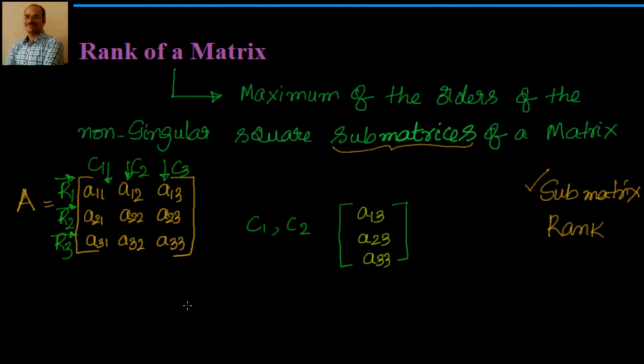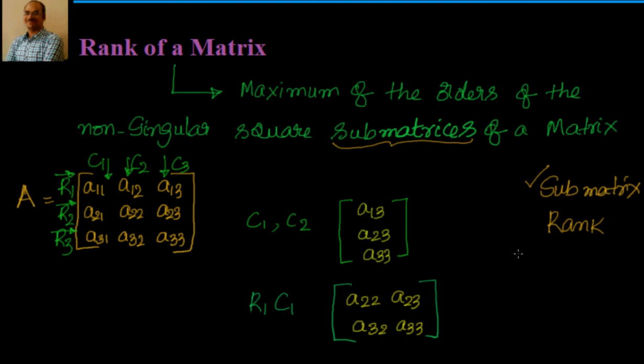Let's look at another example. Suppose I have removed R1 and C1. What happens now if I remove R1 and C1? First row is gone, first column is gone. So what is left out is A22, A23, A32, A33. This is also another submatrix. So you can have submatrices of a particular matrix.